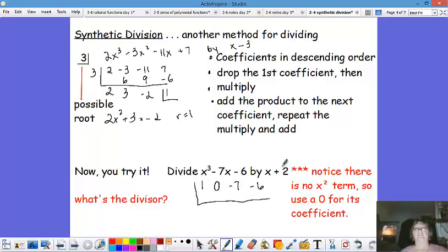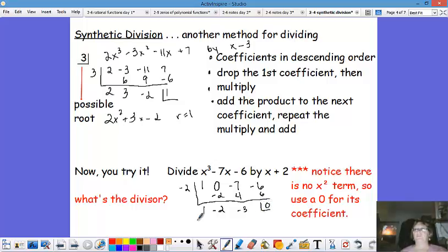To see whether x plus 2 is a factor, I think about the possible root. If x plus 2 is a factor, then the possible root is negative 2. That's my divisor. Rules say drop that first coefficient, so we drop it down, and then multiply. Negative 2 times 1 is negative 2. The next step is add. 0 plus negative 2 is negative 2. Multiply. Negative 2 times negative 2, 4. Add. Negative 3. Negative 2 times 3, 6.